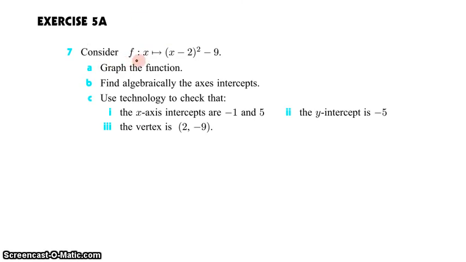It says, consider the function f of x is equal to x take 2 squared take 9. And don't be frightened by this notation. It shows up every now and again. I really hate it. I always just rewrite it. F of x equals x take 2 squared take 9. That's all it's saying. It's saying f varies according to x, or f varies with x according to this rule. So f of x is this function. It's the same thing.